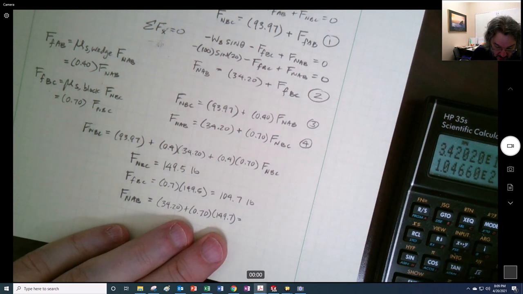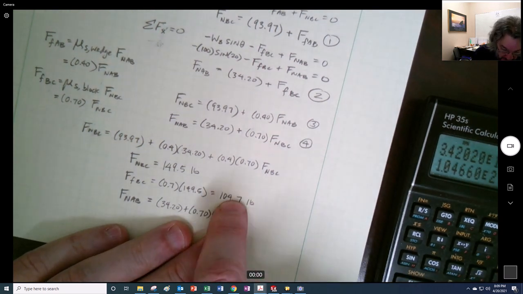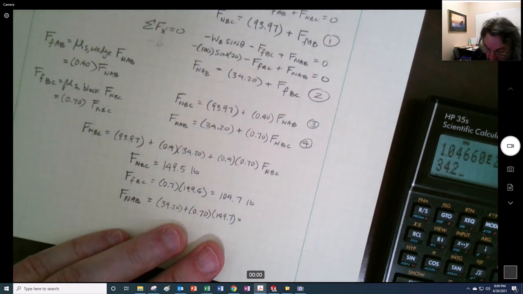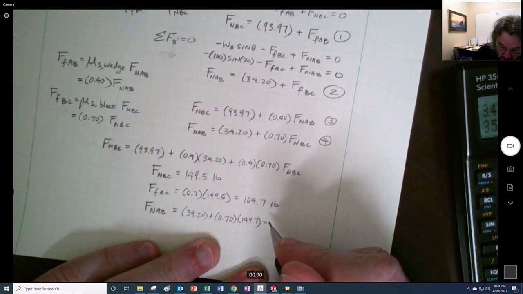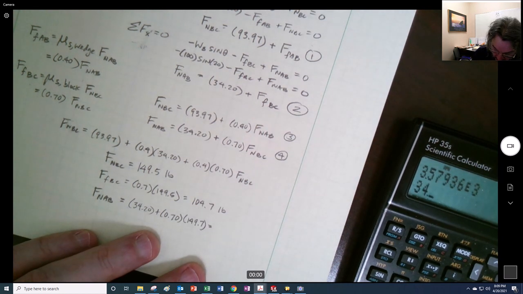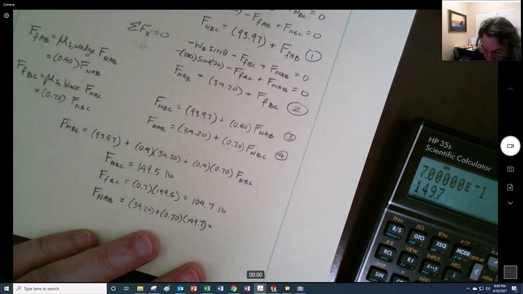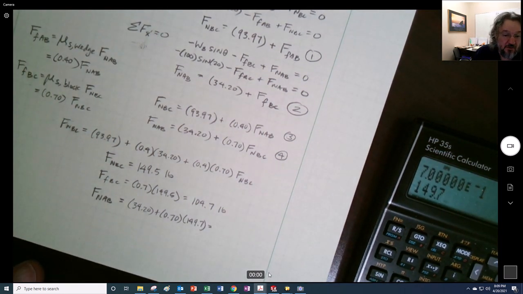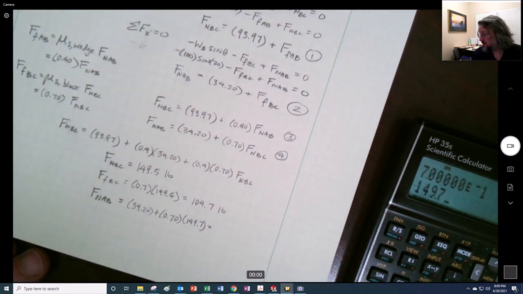So that's going to be just that plus the 34.2. Yeah, I think so. 34.2, 0.7, 149.7. Uh-oh. What happened to my calculator? Well, the batteries in here are dead. Oh, dear. That's not good.